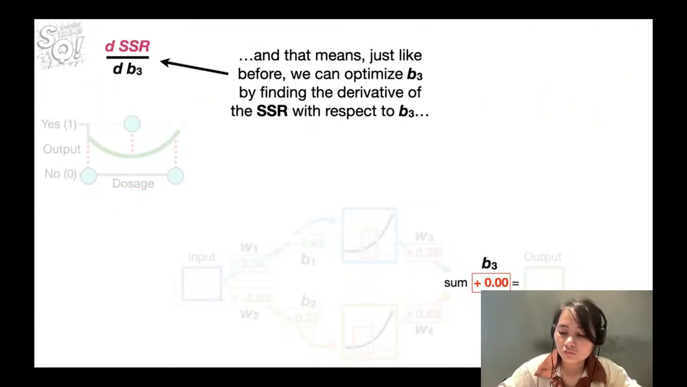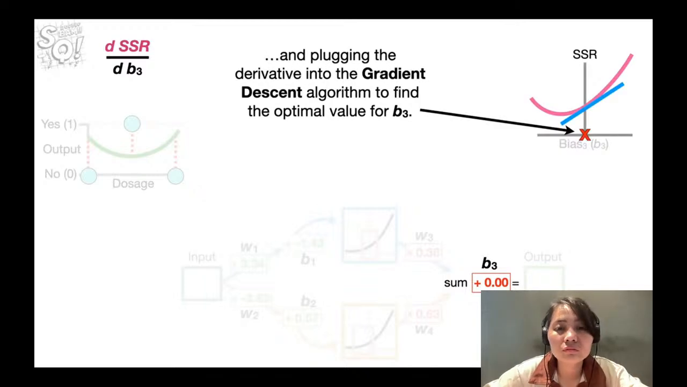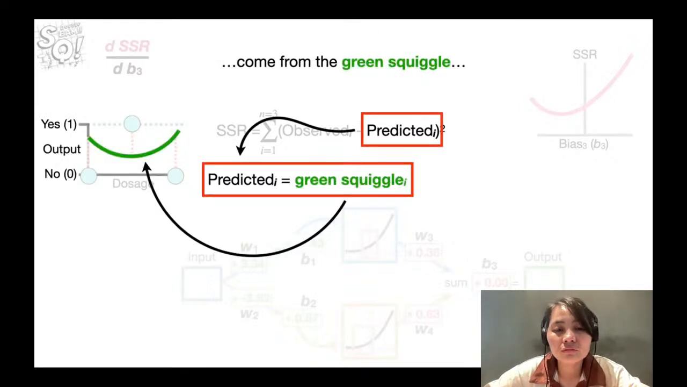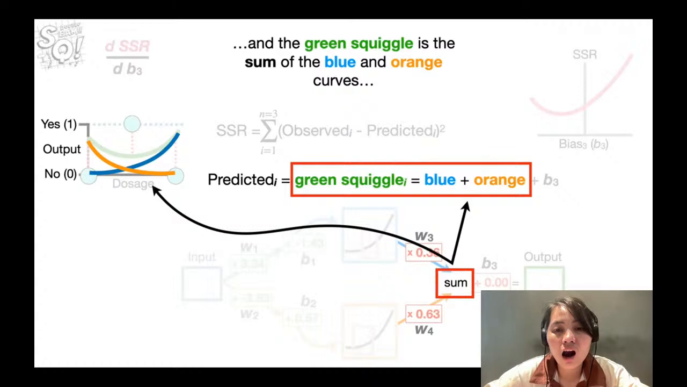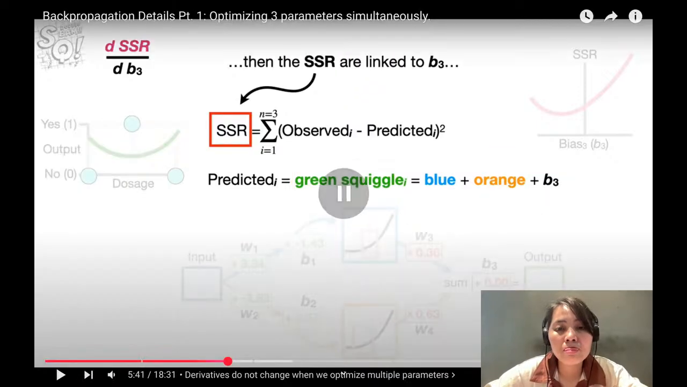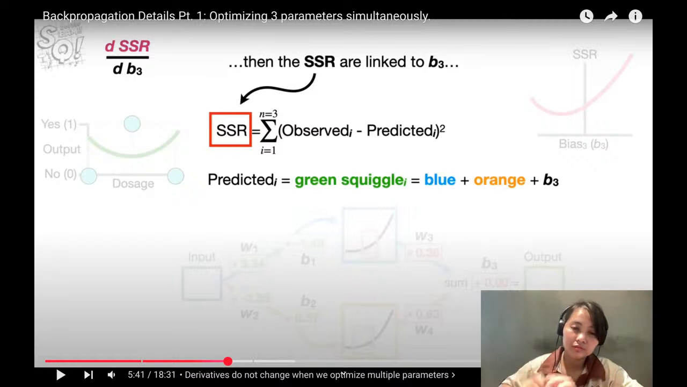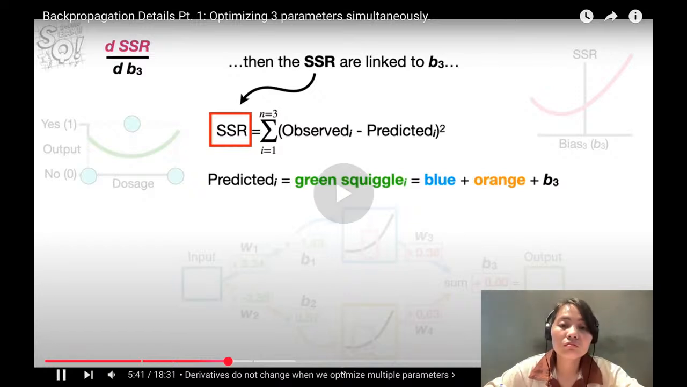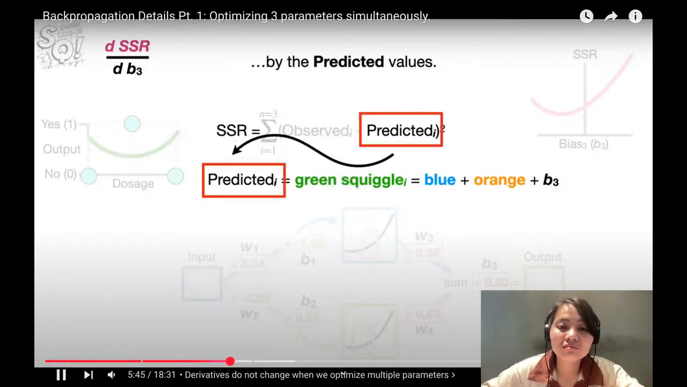And that means, just like before, we can optimize b sub 3 by finding the derivative of the sum of the squared residuals with respect to b sub 3 and plugging the derivative into the gradient descent algorithm to find the optimal value for b sub 3. And, just like before, because the predicted values in the sum of the squared residuals come from the green squiggle, and the green squiggle is the sum of the blue and orange curves plus b sub 3, then the sum of the squared residuals are linked to b sub 3 by the predicted values.